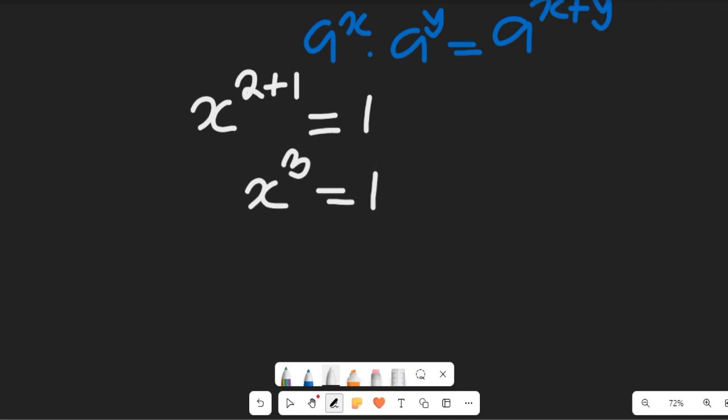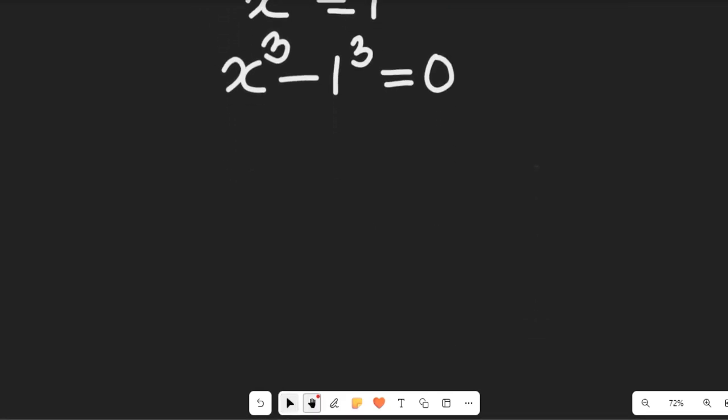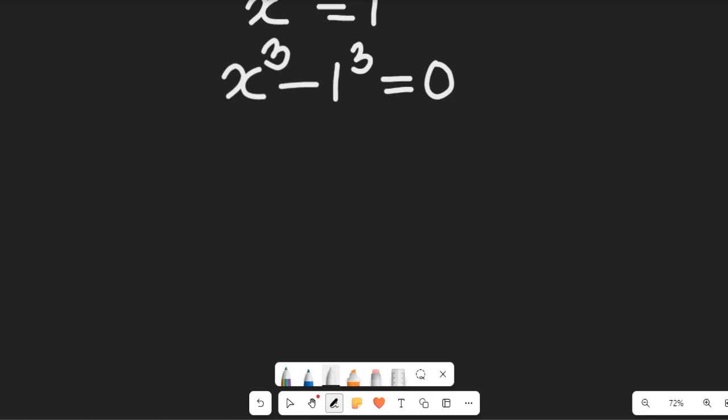Now at this point, I can simply take the 1 back to the other side. If I take 1 back to the other side, that will lead me into subtracting 1 from both sides, so this expression will now give me x to the power of 3 minus 1 to the power of 3 is still equal to 1, right? And this will be equal to 0. Now watch this expression very well, and this is where we will bring in the algebraic formula.